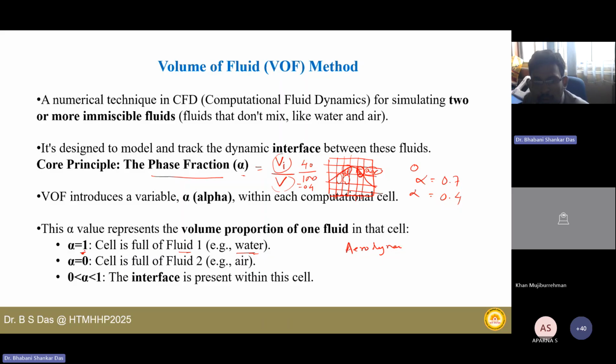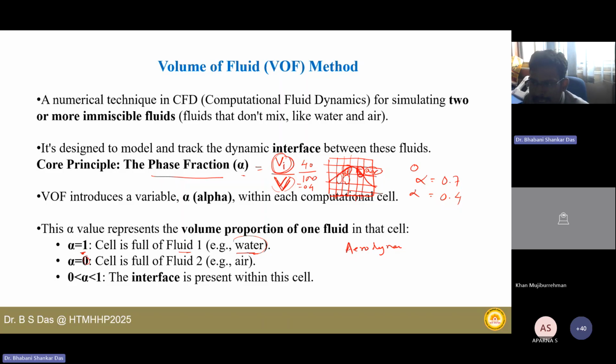So your alpha will be 1 for the fluid one, that will be air for that case. But in our case, we are focusing on the water surface. In our problem, the capital V is the volume filled with water, not the air, and Vi is the portion of that cell filled with water. Alpha ranges from 0 to 1, where 0 means those cells are empty.